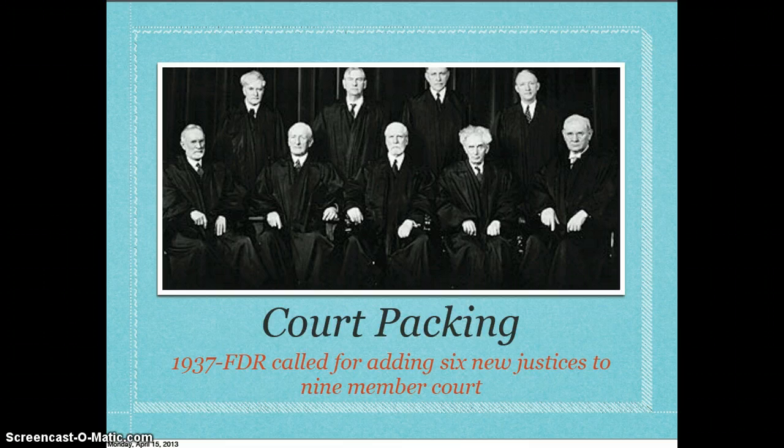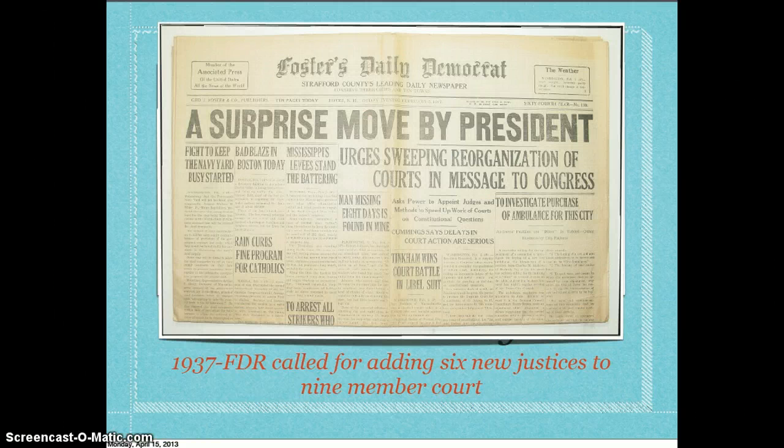In 1937, FDR called for the adding of 6 new justices to the 9-member court. The main reason that he justified it was the fact that the Constitution does not specify the number of judges that there can be on the Supreme Court. His big argument was that the justices were elderly and they were overworked.